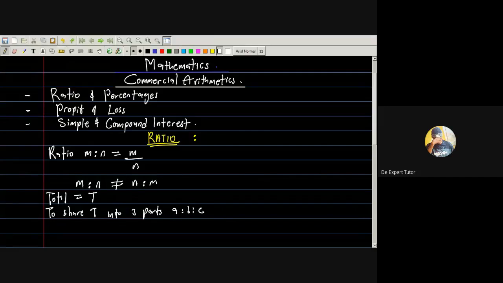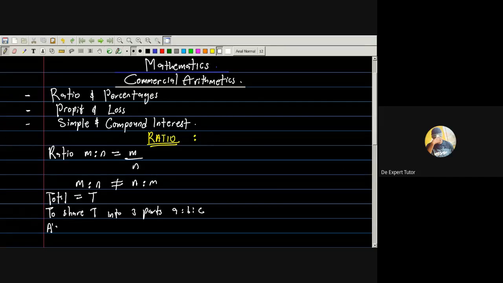Let me interpret this. Let me say I left a total sum of money, T, for 3 children, A, B, and C. Now, what will be A's share? What will be B's share? And what will be C's share? That is what we use ratio to do. That's part of what we use ratio to do. So how do we share it now?